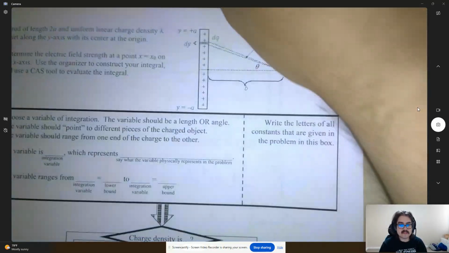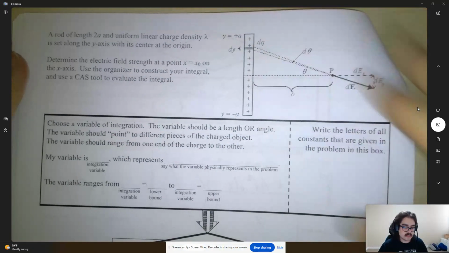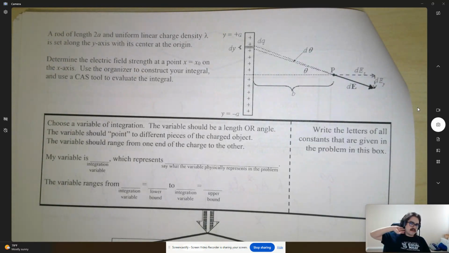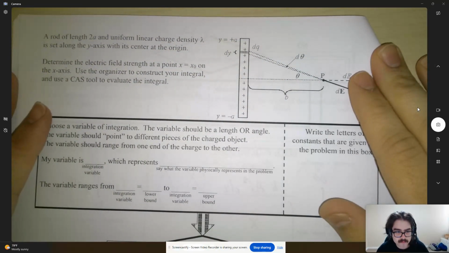Now, we haven't integrated yet because that's not continuous. This is now a continuous charge distribution right here, which is a vertical rod. This one, the vertical rod, is a little bit different. It's very similar, but it's different.